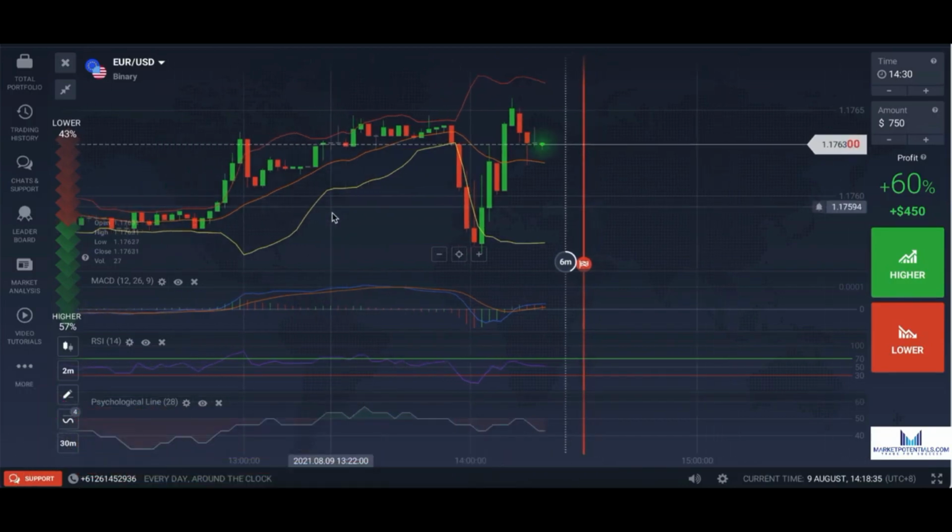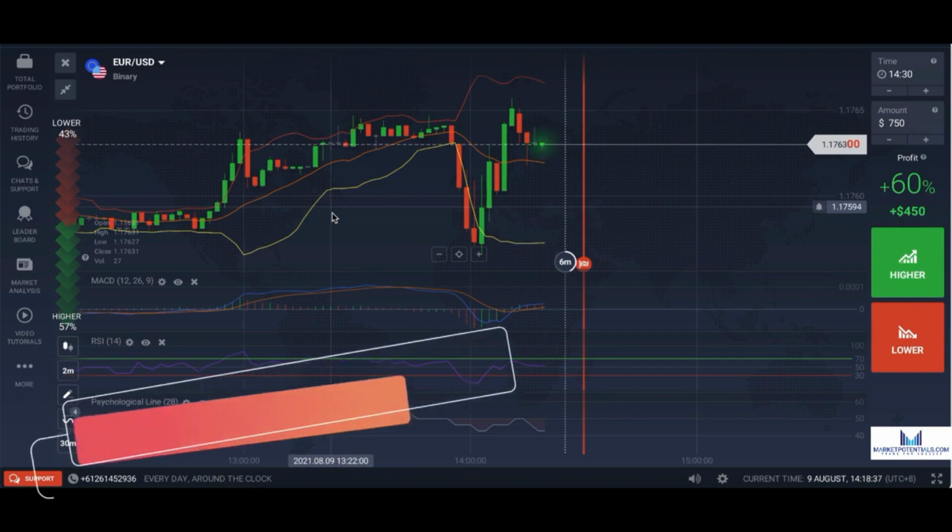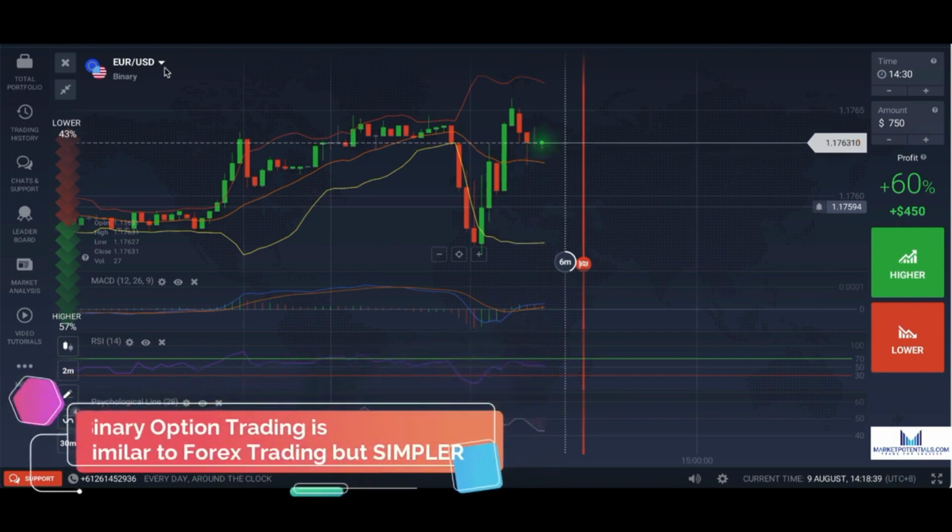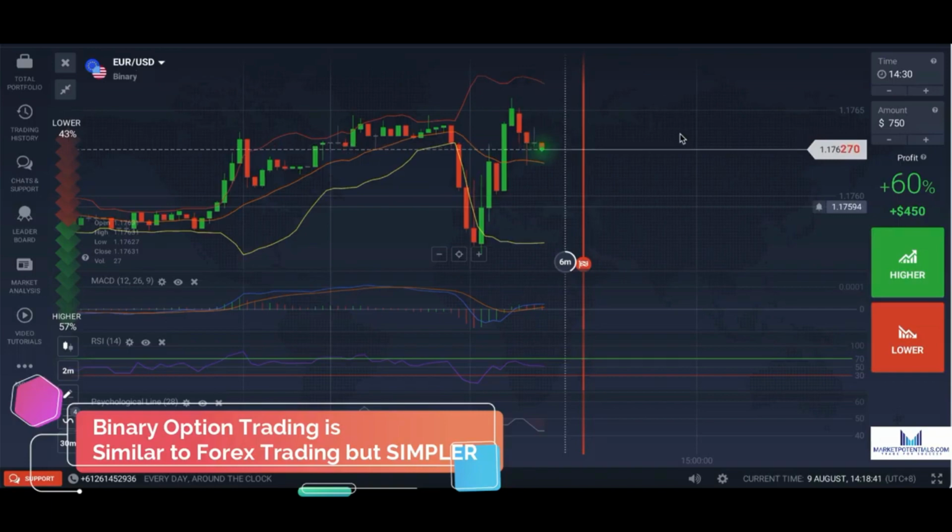Now, binary option is very similar to Forex trading in general because you're still trading on the underlying instrument, which is the Forex pairs.